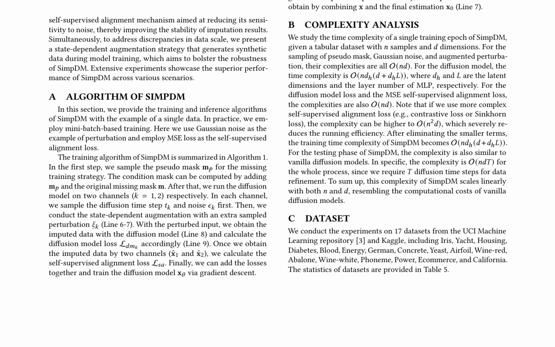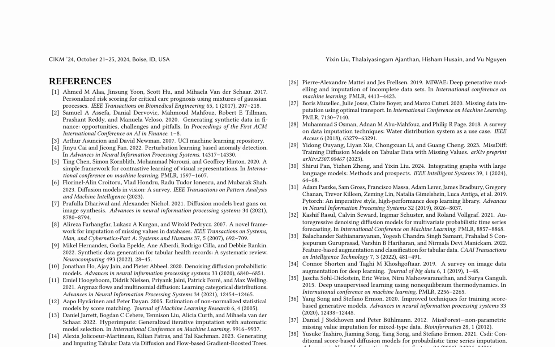The model is evaluated on 17 datasets from the UCI Machine Learning Repository and Kaggle, with dataset statistics provided. A comprehensive review of related work in diffusion models, imputation, and synthetic data generation is presented. This review encompasses topics such as personalized risk scoring, finance-related synthetic data generation, the UCI Machine Learning Repository, perturbation learning, contrastive learning, and denoising diffusion probabilistic models.